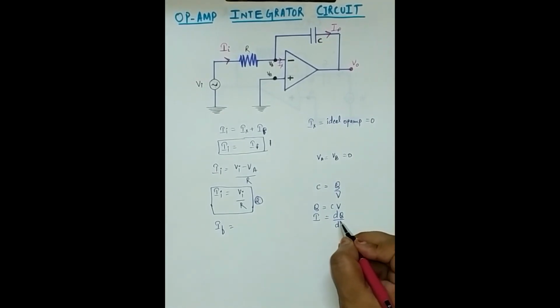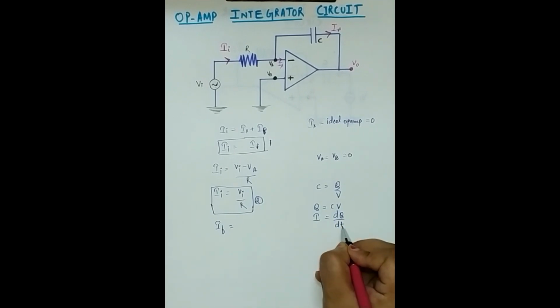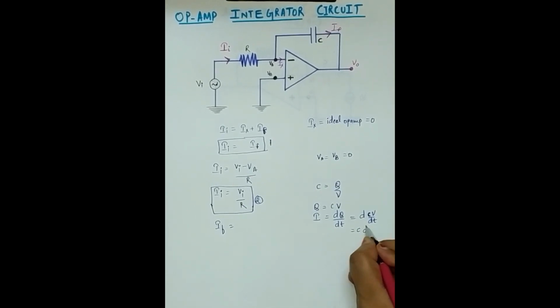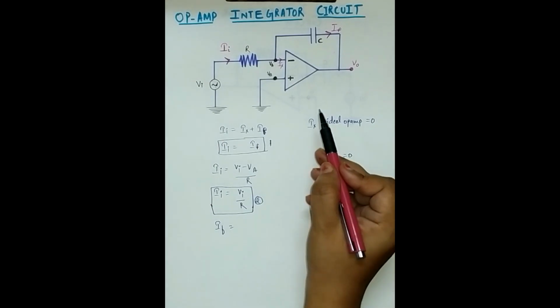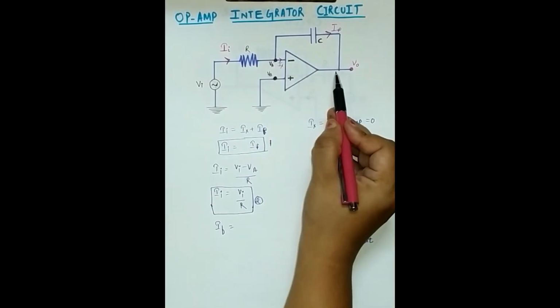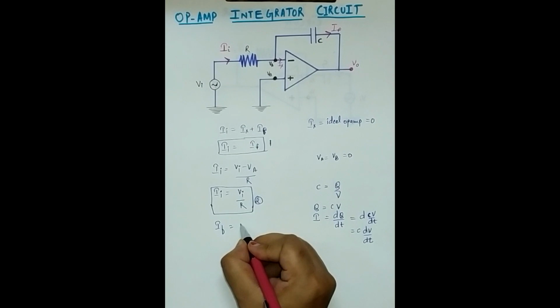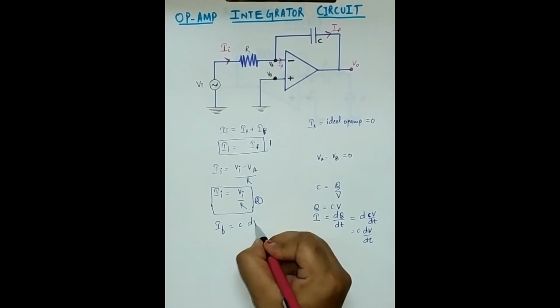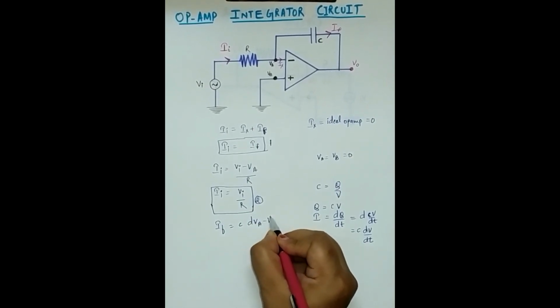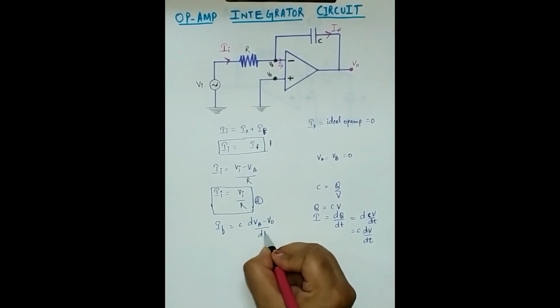So what is I? I is dq by dt, or it can be written as d of CV by dt. Now C is a constant, so it will move out, and it can be written as C into dV by dt. Now in this case, what is the value of V? V is Va minus V0. So we can write it as C into d(Va minus V0) divided by dt.